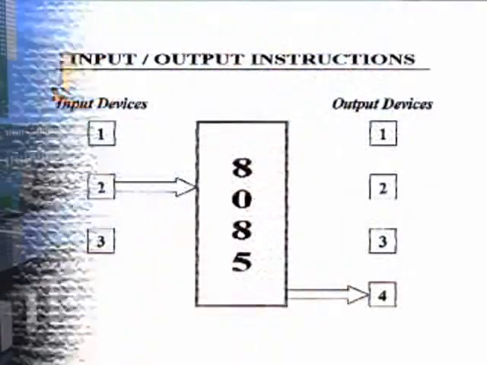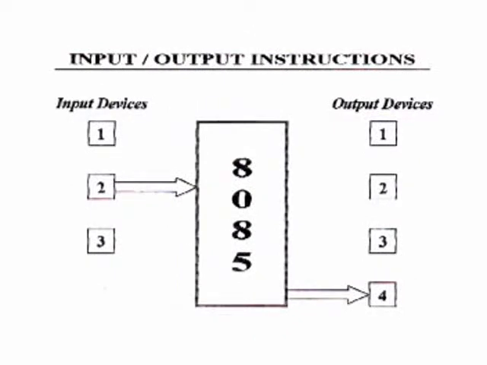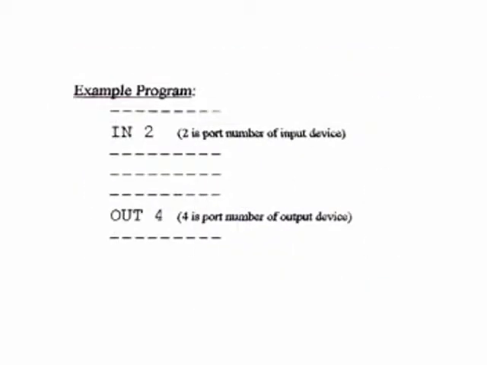You can see in the next diagram that the data from input device 2 is accepted by the microprocessor when you give the instruction IN 2, and after doing some calculation, the data is sent out to a device with port number 4. So OUT 4 is the instruction to take data from a microprocessor to the output device. So IN and OUT are the 2 types of instructions.